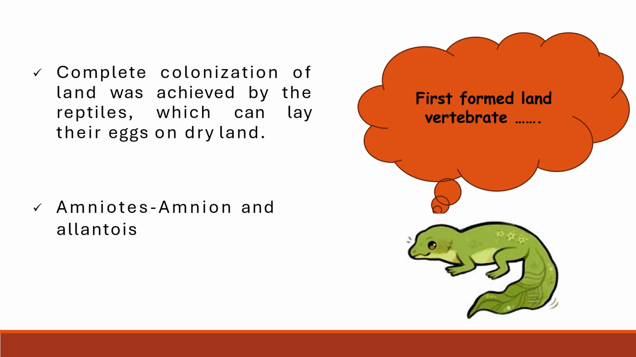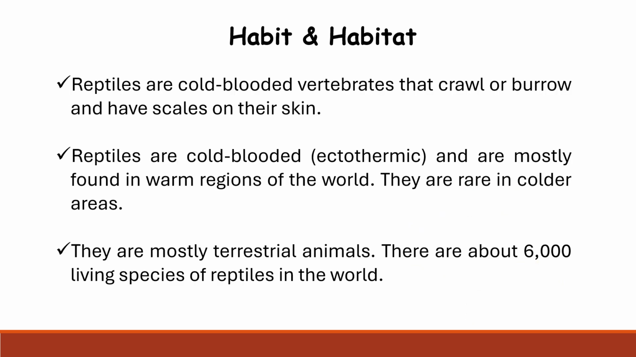Because if you observe the eggs of reptiles, they are bigger in size, covered or protected by a shell, and as well, during the course of evolution, they have developed all four extra-embryonic layers. So that's why the eggs of reptiles are known as amniotic eggs and the reptiles are known as amniotes.